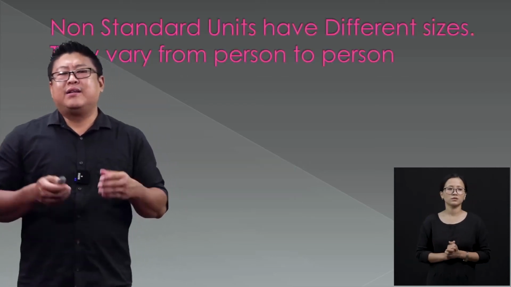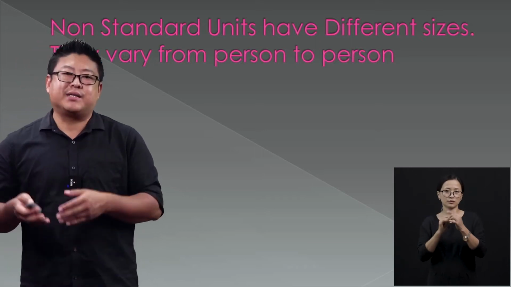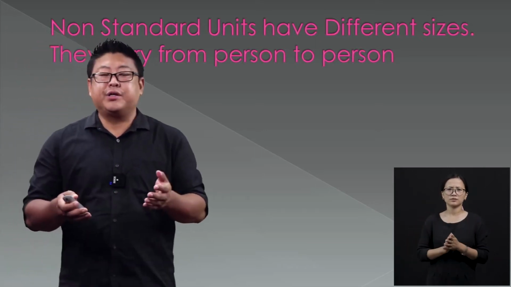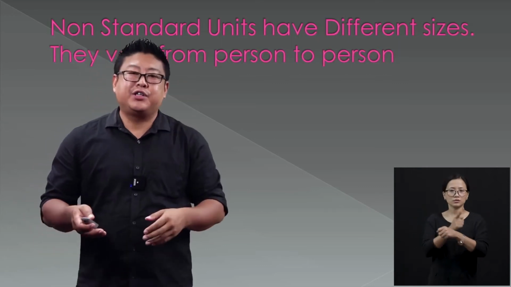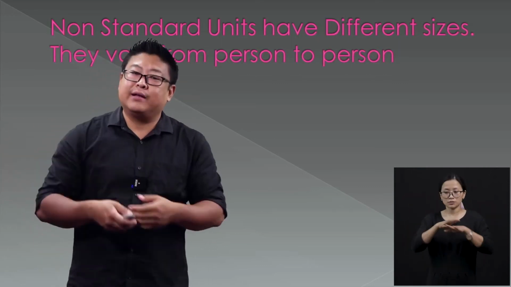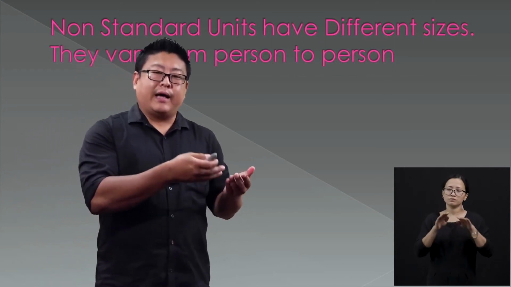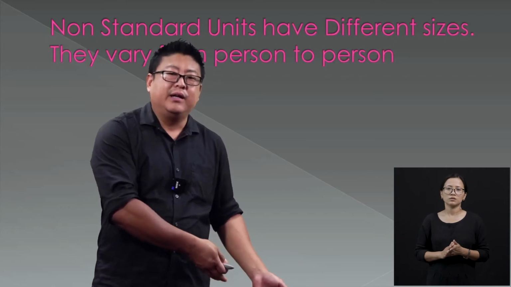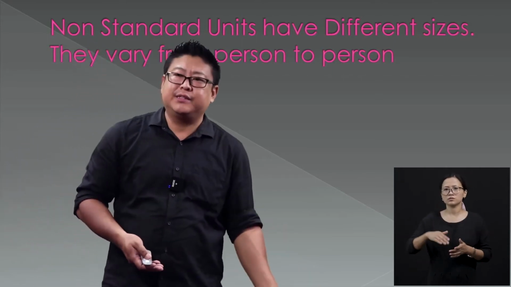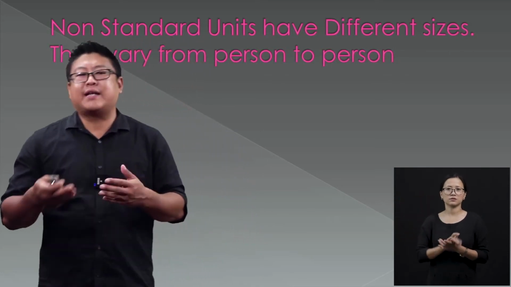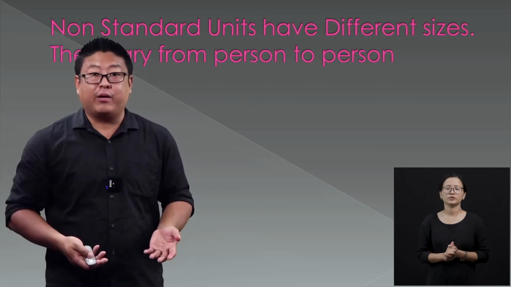Now, these non-standard units have different sizes. They vary from person to person because a teacher will have a bigger hand than a student, right? A teacher will have a longer arm than the student. Your father will have a longer leg than your mother. You will have longer feet than your sisters, right? So these are the different sizes. They vary from person to person. So the measurement will also vary, okay?